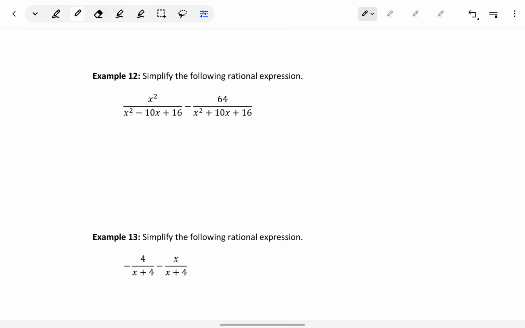In example 12, we again have common denominators of x squared plus 10x plus 16. So to proceed, we can add the numerators together, which will be x squared minus 64, all over that original unchanged common denominator of x squared minus 10x plus 16. And from here, we'll factor and see what we can reduce.